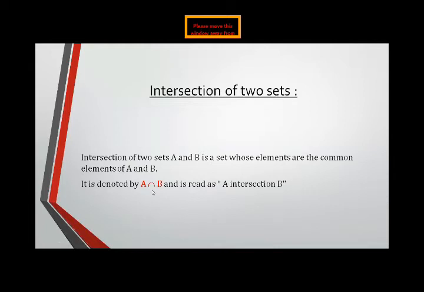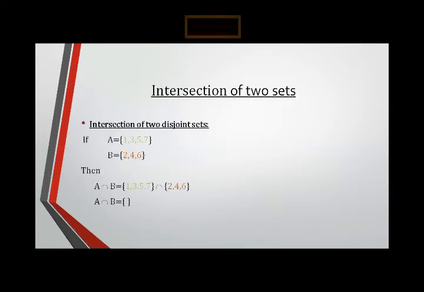As you see, students, this is the symbol for intersection and is read as A intersection B. This symbol is used for intersection. Now, how do we find the intersection between two sets? Okay, here we have the first case, the intersection of two sets.